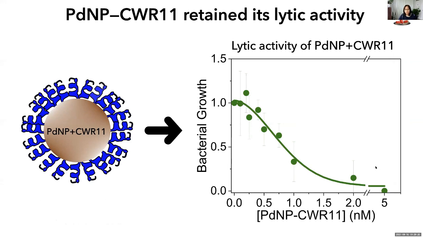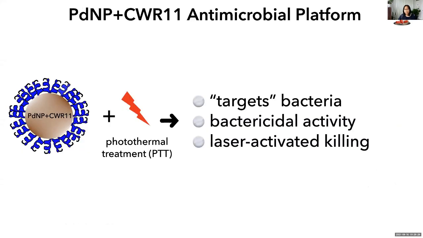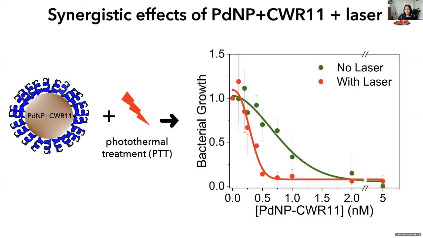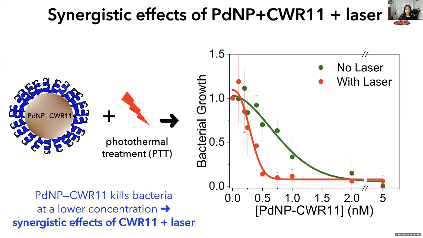Now that we are sure that we have a platform that could target the bacteria, that could still retain its activity, and has this laser-induced heating, we of course next tried how efficient it is in killing a drug-resistant E. coli. Here again is a plot of bacterial viability as a function of this peptide nanoparticle concentration in the absence of the laser, the green curve here, and in the presence of the laser, this red curve here. What you see here is that in the presence of the peptide, you do see a slight decrease in MIC, which means that there is some synergistic effect.